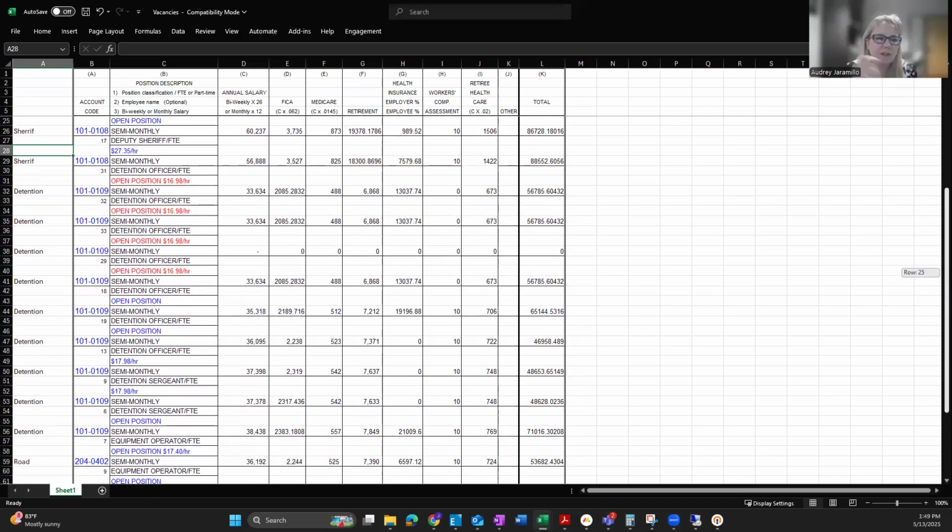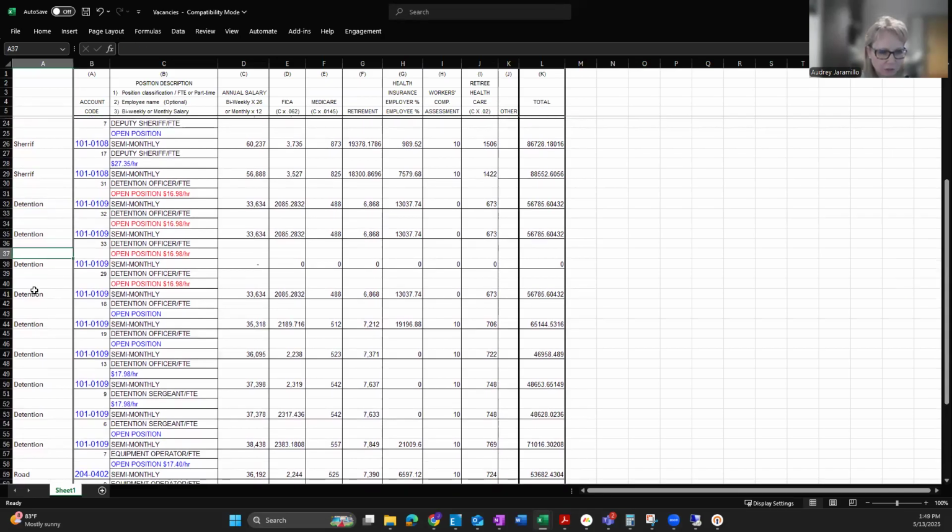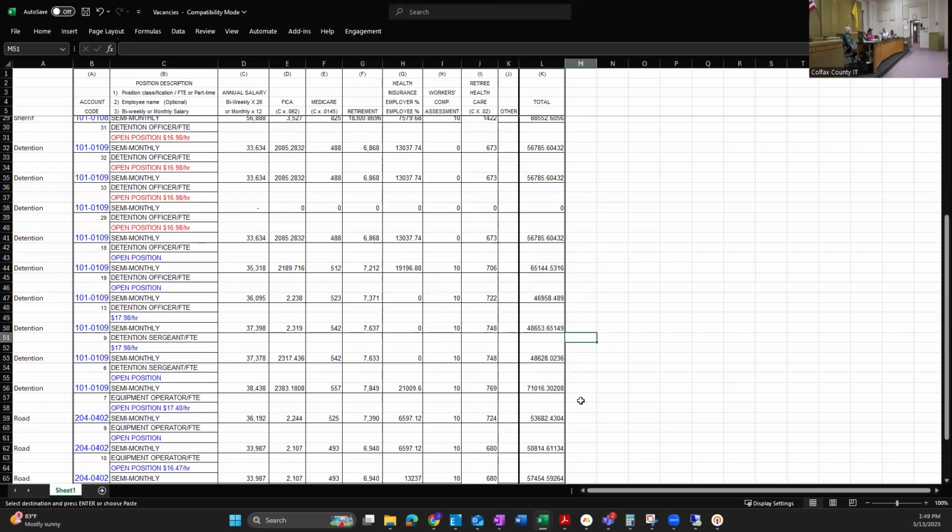Is that showing 7 open on detention officer? And then there's a sergeant and another sergeant. Correct, yeah, 7 officers, 2 sergeants. I don't know if you heard that. There's 1 sergeant position open and 7 officer positions open. So 8 in total. Okay.